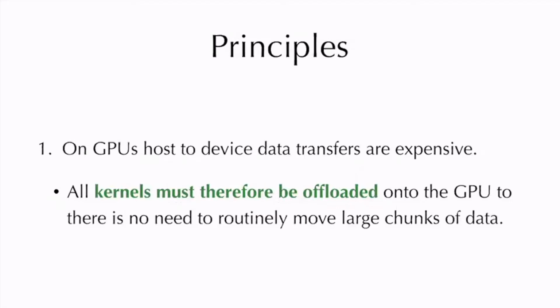The first point is one which someone raised in the Q&A earlier, and that is the fact that on GPUs, host-to-device data transfers are expensive. The solution there is that all kernels must therefore be offloaded onto the GPU, as this avoids the need to routinely move around large chunks of data. The only time data should ever be moved from the GPU is when that data is being sent to another rank in a multi-GPU simulation. These are so-called halo exchanges, or where we actually need to inspect the solution itself, say to write it to disk or to do some post-processing. But during the course of a time step, there should never be any routine need to shuffle data around.